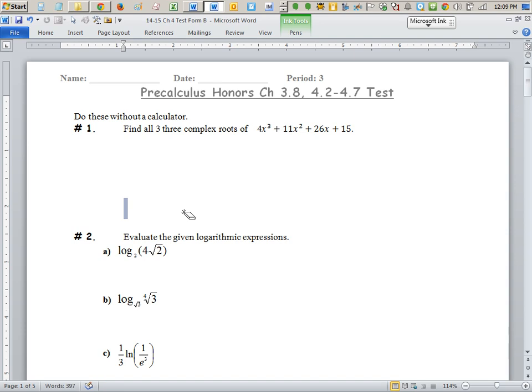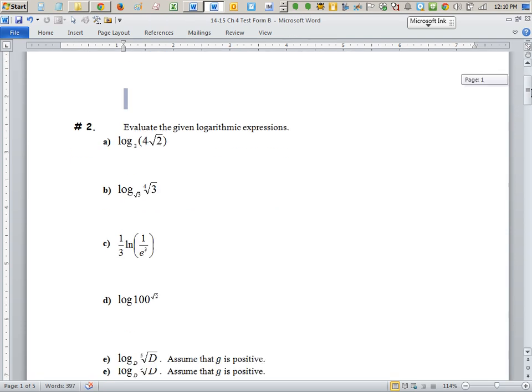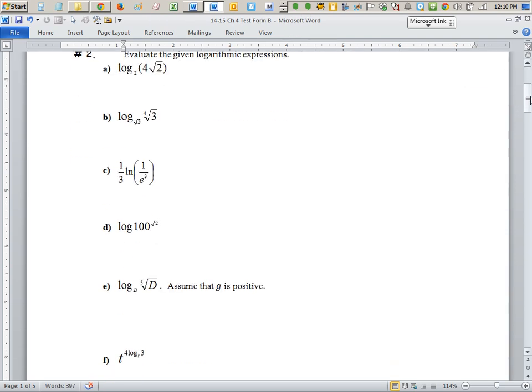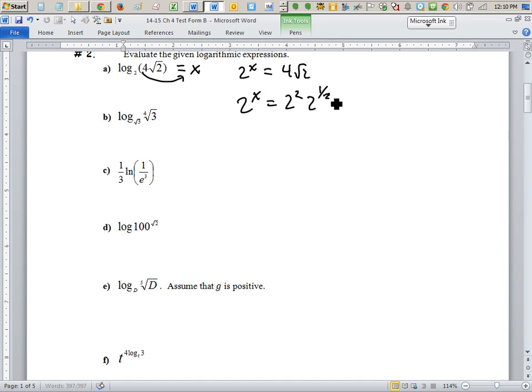So you guys did really well on this stuff, for the most part. There are so many ways to do this, but you could just set this equal to x, and think of it as 2 to the x power is 4√2. Then think of the 4 as 2 squared, and think of the rad 2 as 2 to the half. So just think of it like this. This is 2 squared times 2 to the half. Adding 2 plus a half is 5 halves.